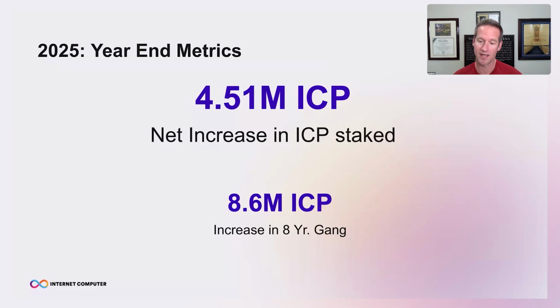You see that number right there, 8.6 million ICP is the increase in the 8-year gang. Really, you almost see no dissolving within the 8-year gang. Nobody decides to start that dissolve, and in addition to that, you see more people bringing ICP in. So I think that's really positive for the direction of the NNS and governance on ICP. And Boz, I think that's me done. So I'll hand it back to you and just wish everyone Happy New Year.